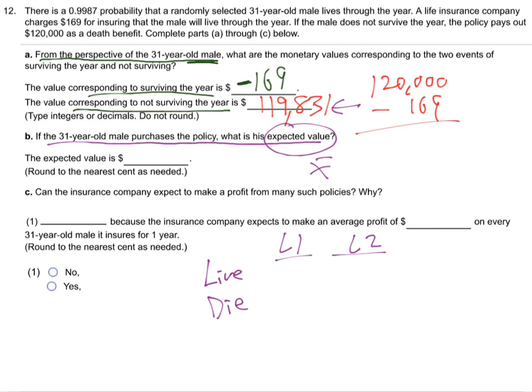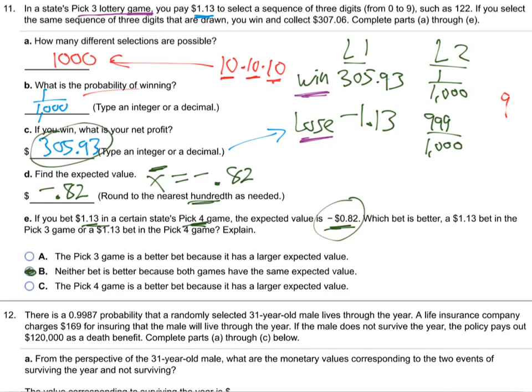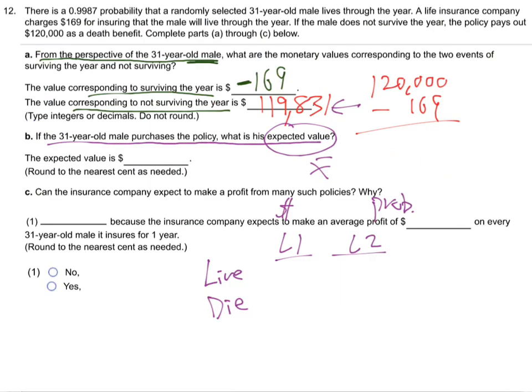Live or die, right? If he lives, L1 is the money, and L2 is the probability. Getting the hang of that? L1 is always the money. L2 is always the probability. Would it be negative? Yeah, so you tell me, if he lives, it's the negative 169. If he lives through the year, then he just lost $169 by paying for that policy.